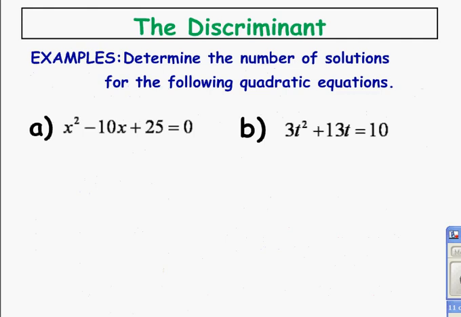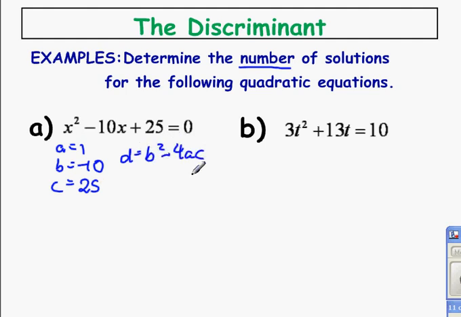Okay, so for example, a question like this, determine the number of solutions. So it doesn't say determine the solution, it says how many are there. So what we have to do is we have to substitute in a, b, and c into the discriminant. So for this equation, a is 1, b is negative 10, and c is 25. So if I put that into the discriminant, I'm going to be able to tell right away how many solutions this quadratic has.